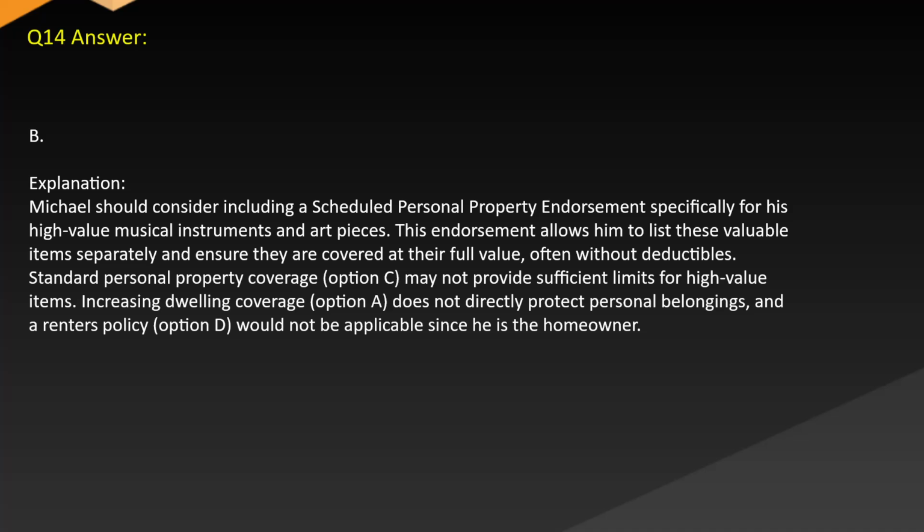Answer: B. Explanation: Michael should consider including a scheduled personal property endorsement specifically for his high-value musical instruments and art pieces. This endorsement allows him to list these valuable items separately and ensure they are covered at their full value, often without deductibles. Standard personal property coverage, option C, may not provide sufficient limits for high-value items. Increasing dwelling coverage, option A, does not directly protect personal belongings, and a renter's policy, option D, would not be applicable since he is the homeowner.